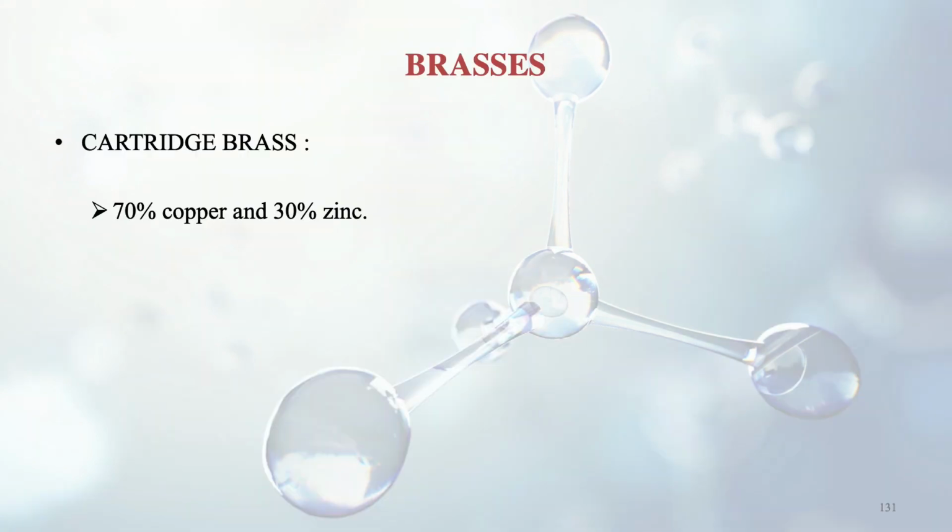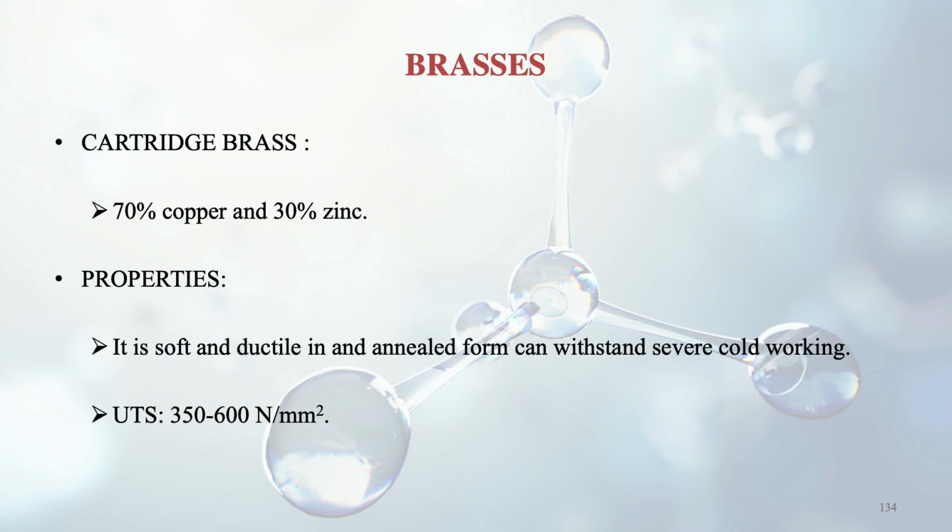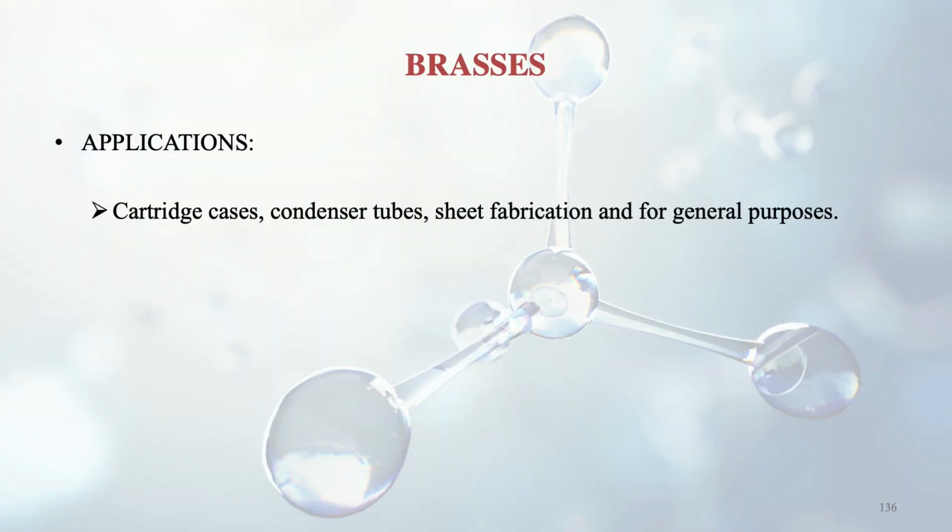So the first one is known as brass. This is the first alloy of copper, and we now see cartridge brass. It's the name of a brass. It contains 70% copper and 30% zinc. What are its properties? It is soft and ductile, and in annealed form can withstand severe cold working also. So it can be cold worked if it is annealed, and it has an ultimate tensile strength of 350 to 600 Newton per millimeter square. This cartridge brass is used for making cartridges, that's why its name is there, and in condenser tubes, sheet fabrication and for other general purposes.